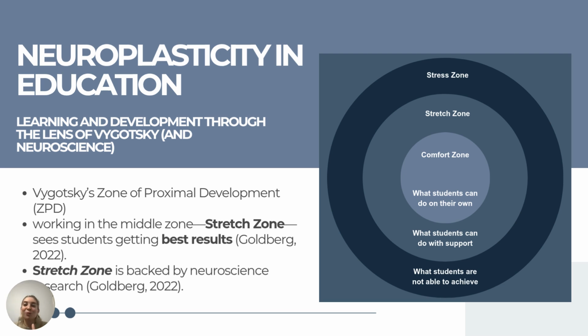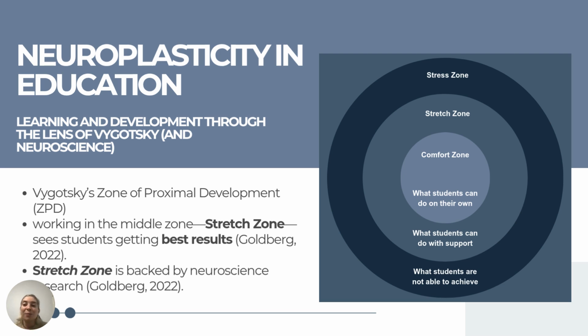The center of the model shows what students can achieve on their own. This is known as the comfort zone. The comfort zone is where the resources students can access outweigh the demands placed upon them. Students constantly working within this zone are just not being challenged effectively, which can lead to disengagement, lack of motivation, and decreased academic results.